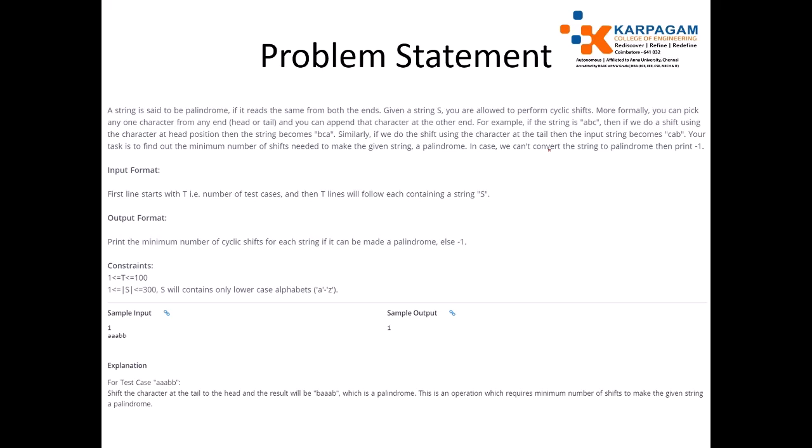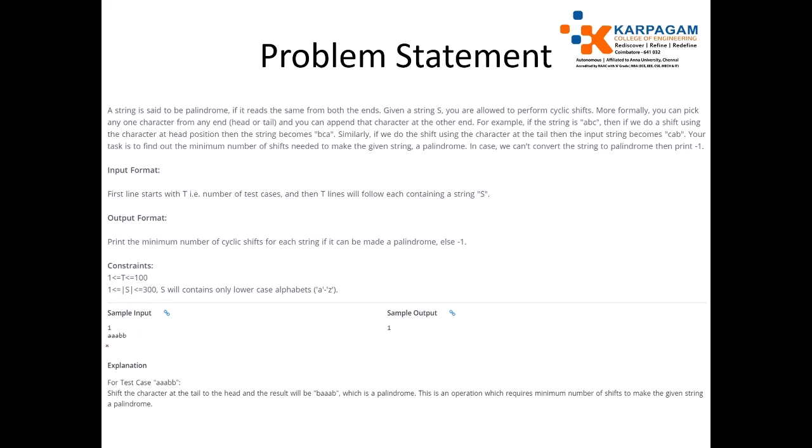Check the minimum number of shifts needed to make the given string a palindrome. In case we can't convert the string into a palindrome, then print -1. For input, the first line contains T test cases, and then T lines follow, each containing a string S. You have to find the minimum number of cyclic shifts for each string so that it can be made a palindrome, else -1. The number of test cases is up to 100 and the size of a string ranges from 1 to 300.